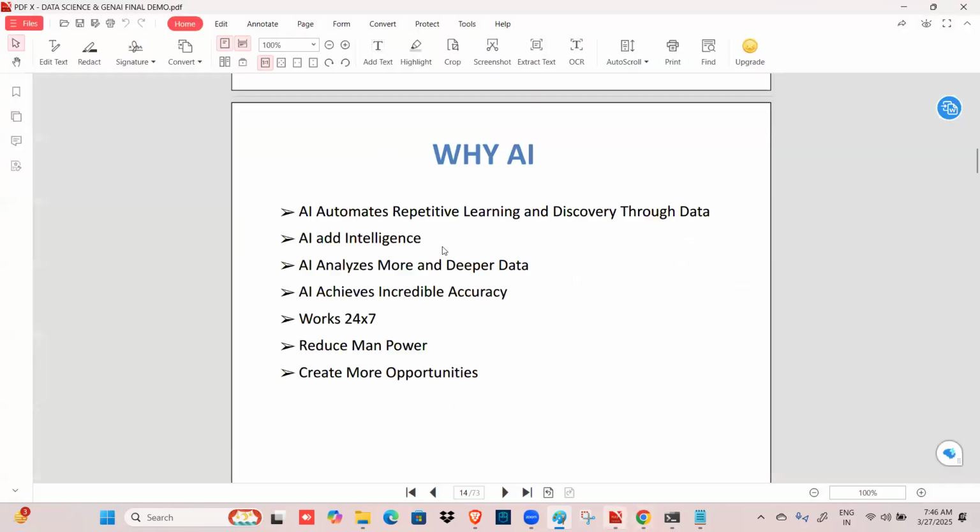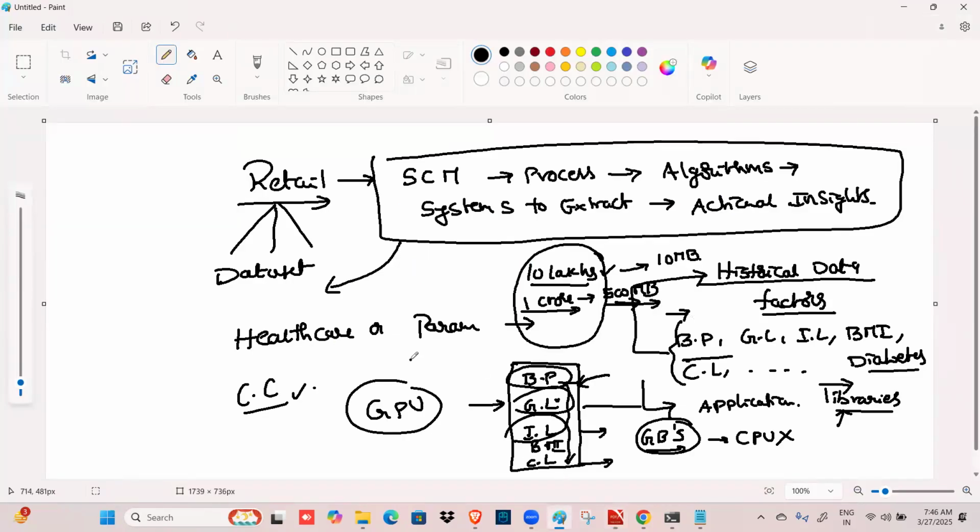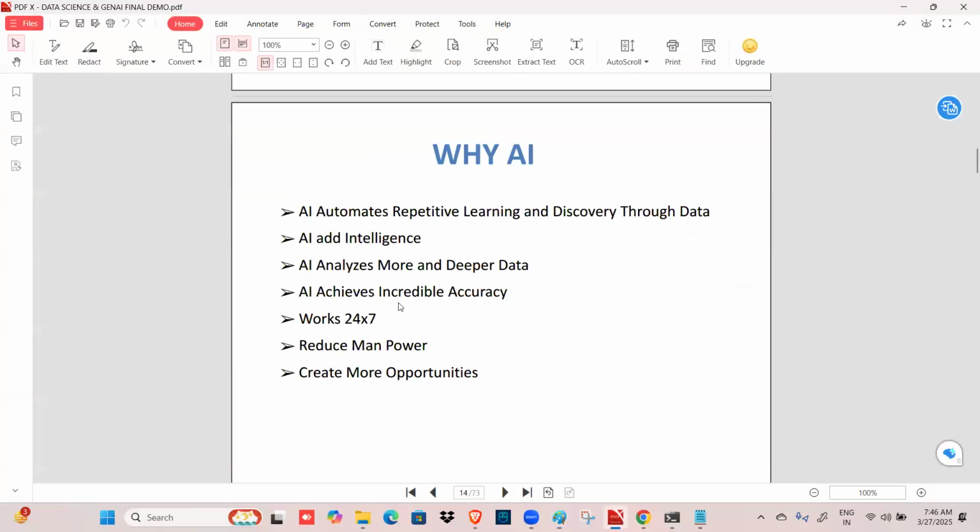In the same way, here also, AI automates repetitive learning and discovery through the data. AI adds intelligence, and AI analyzes more and deeper data. Why? Because we can also analyze more and deeper data, but it will take time. So to overcome such problems, we designed different types of packages or libraries. We are using those, and we are going to analyze deeper and deeper data, like a huge amount of data, and AI achieves incredible accuracy. Like a human, it is going to achieve accuracy, also works 24/7, reduces the manpower, and creates more opportunities.